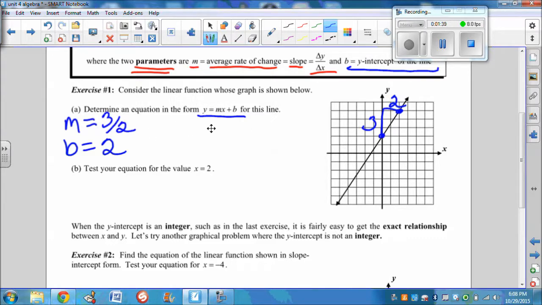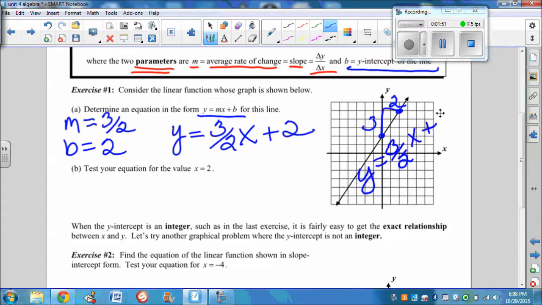So we've got our two parameters, so now let's just fill in those pieces that we need. So the equation to this line is y equals 3/2 x plus 2. So if I were to label this, that's exactly what I would put on my graph. Now it says test your equation for the value of x equals 2. So test our equation. So let's see if it's true.